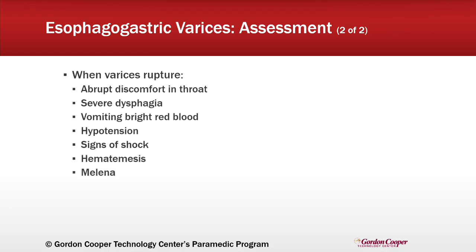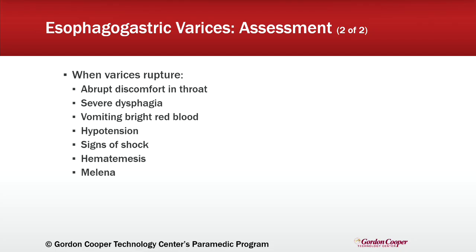When they rupture, the patients will experience sudden discomfort or pain in their throat, severe swelling, vomiting of bright red blood, their blood pressure will drop, and they're going to begin to develop clear signs of shock. There is a chance that the bleeding might be a little less severe, and you might see some vomiting of blood, and maybe even some black stools too, because some of that blood actually gets digested through the tract. So not all of them are going to have the severe bleeding.